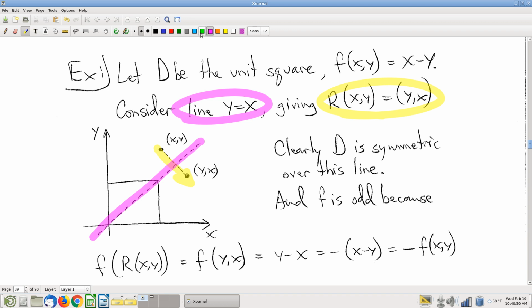So it goes like this. The function motivates your reflection formula. Your reflection formula then motivates your line. Often, I think this is a good way to motivate what your line of symmetry is going to be.